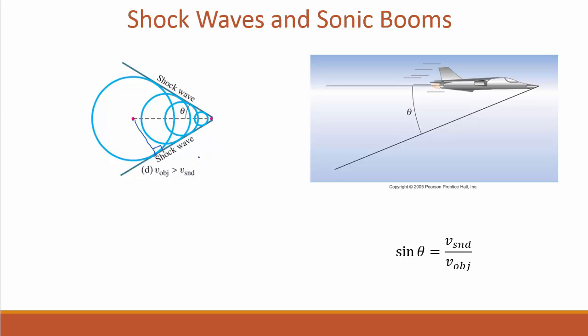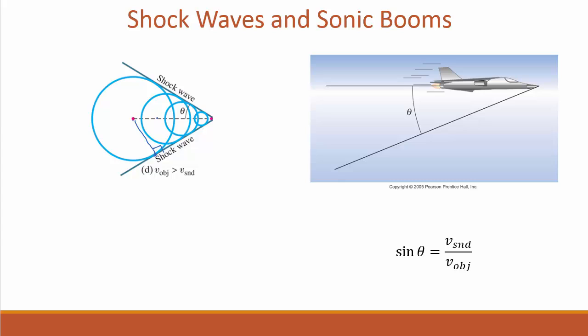I don't know why my perpendicular symbol likes to disappear. So we can derive this equation here, where we can find the angle theta, which we define as not the entire width of the cone, but just half the width of the cone, or the angle between the motion of the object and the shock wave. So that ends up just being the ratio of the speed of sound to the speed of the object, which we can see really easily here.